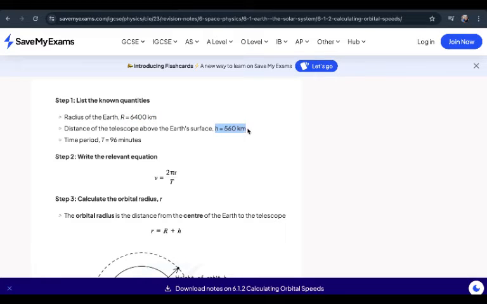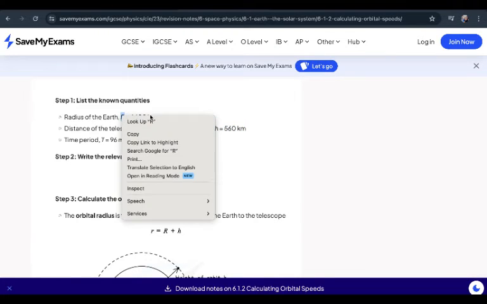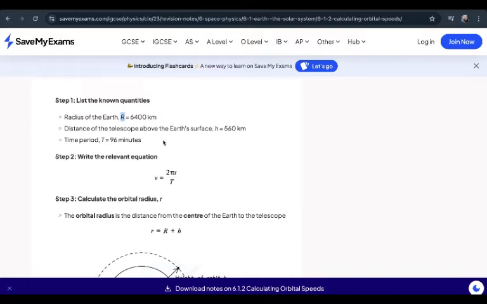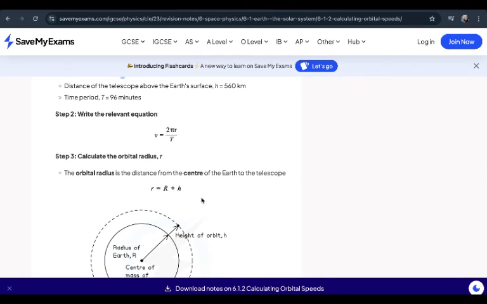The height of the telescope above the Earth's surface is 560. This is h. If you add it to the radius of the Earth, you get what we call the orbital radius. The time period is 96 minutes, so we have to convert to seconds. First, we write the formula. Speed is distance over time, and the distance is a circular distance, so we say 2 pi r over the orbital period.